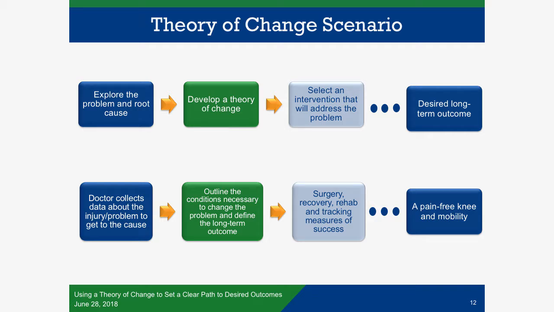So, the first two steps in the change and implementation process that we're presenting in our series of briefs are the foundation of doing this work: exploring a problem and then creating a hypothesis for how you think you're going to get from the problem to your desired outcome. Theory of change scenario. Steps are listed as follows. Explore the problem and root cause. Develop a theory of change. And select an intervention that will address the problem to get the desired long-term outcome.